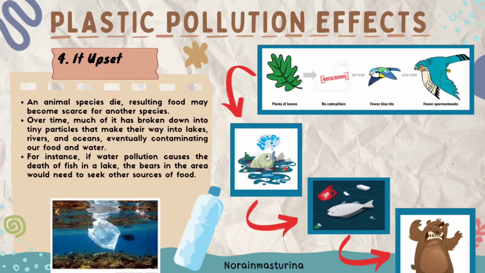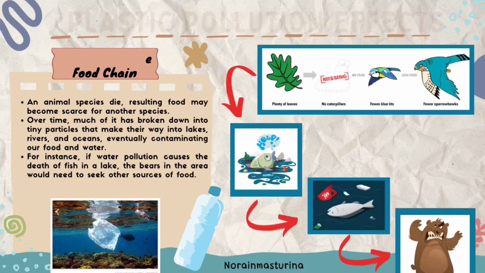Plastic pollution can upset the food chain. When an animal species dies, food may become scarce for another species. Over time, much of it has broken down into tiny particles that make their way into lakes, rivers, and oceans, eventually contaminating our food and water. For instance, if water pollution causes the death of fish in a lake, the bears as well as the humans in the area would need to seek other sources of food.